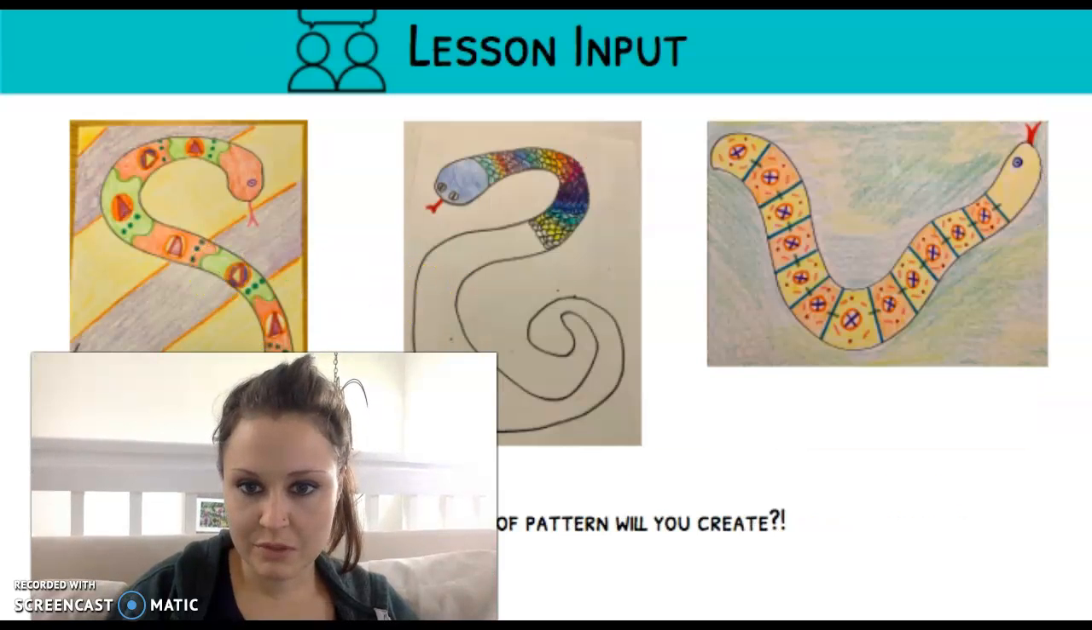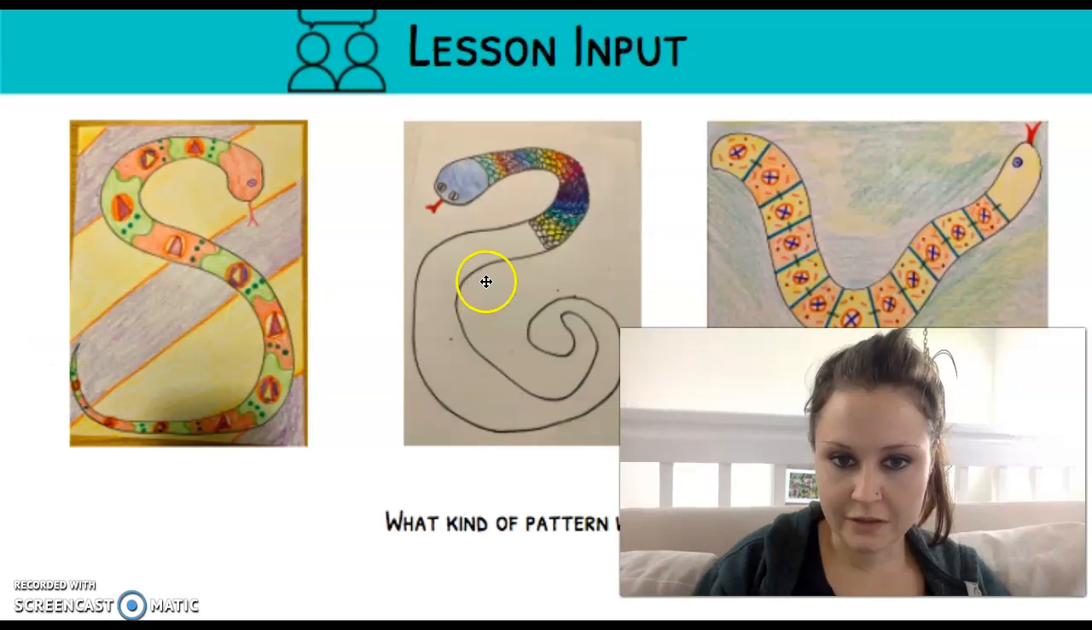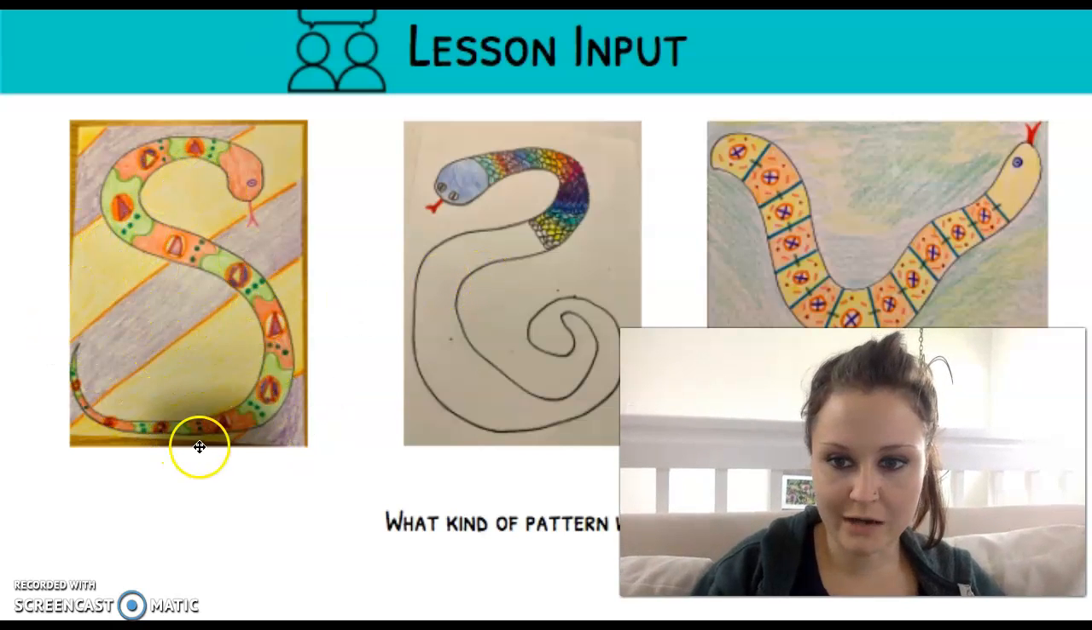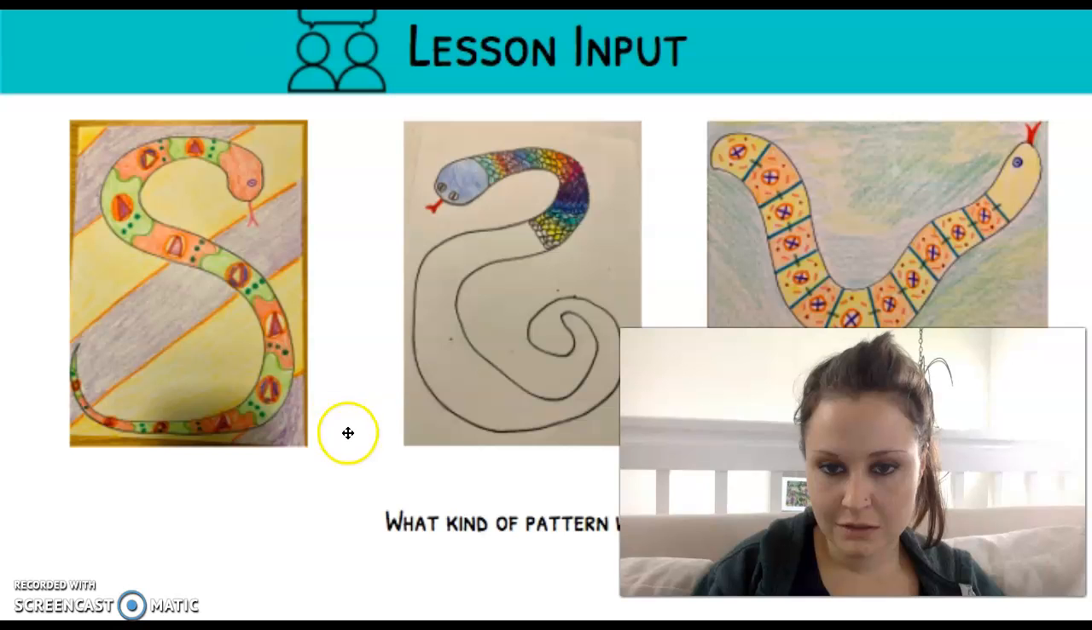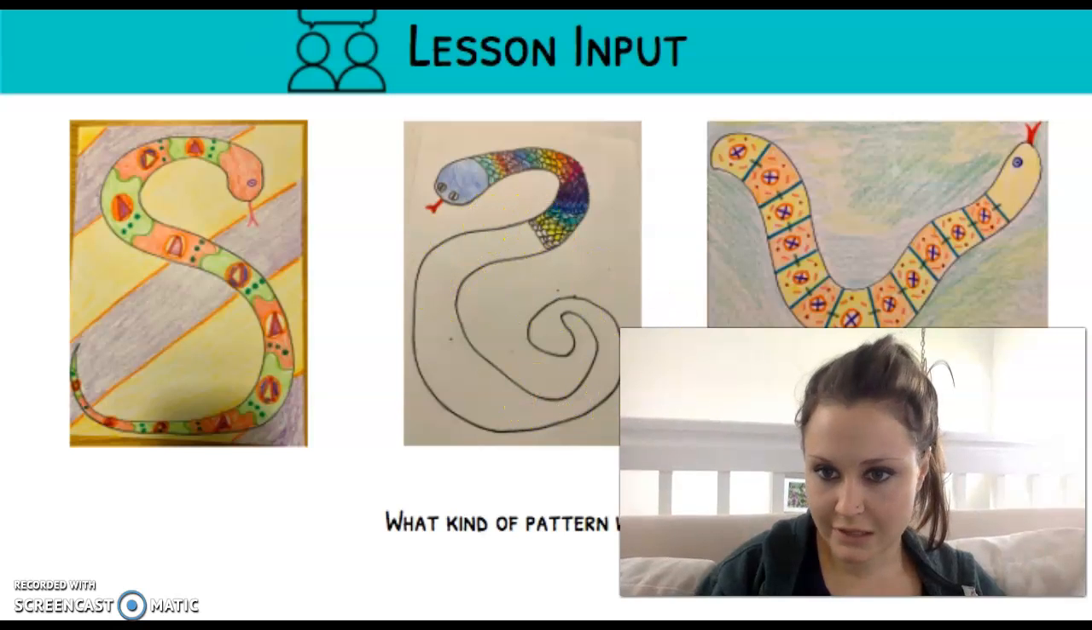Here are some examples that some people were working on. They're all very different. This person even put a pattern in their background if you finish early. This one has rainbow scales, so they made a pattern out of the snake's texture of their skin.